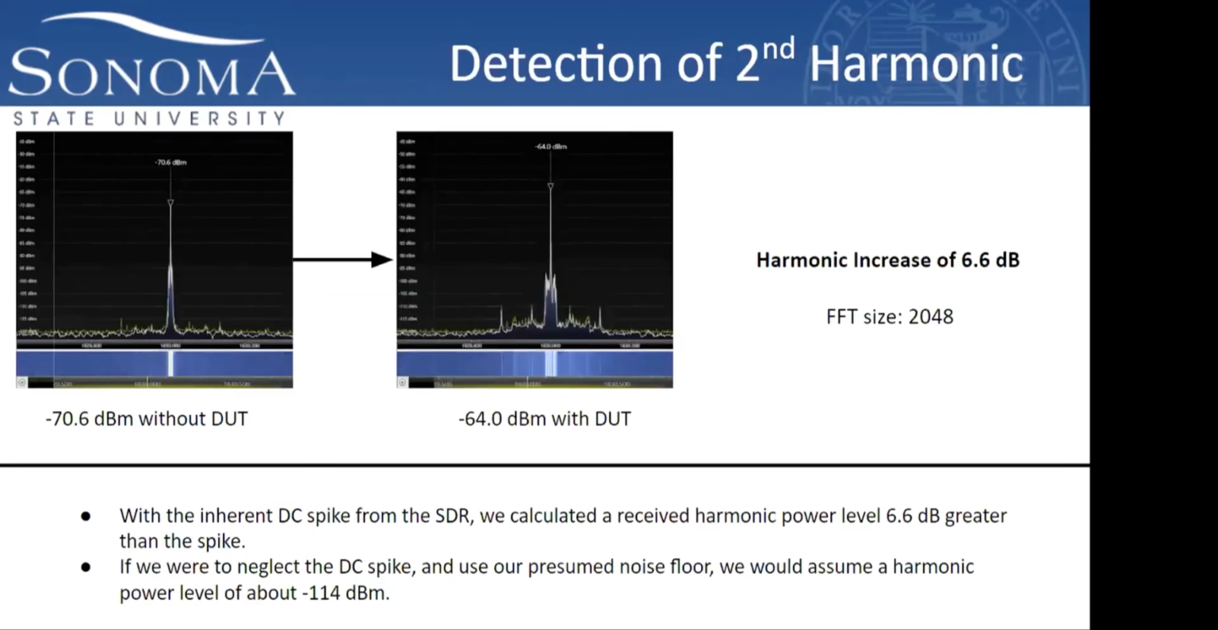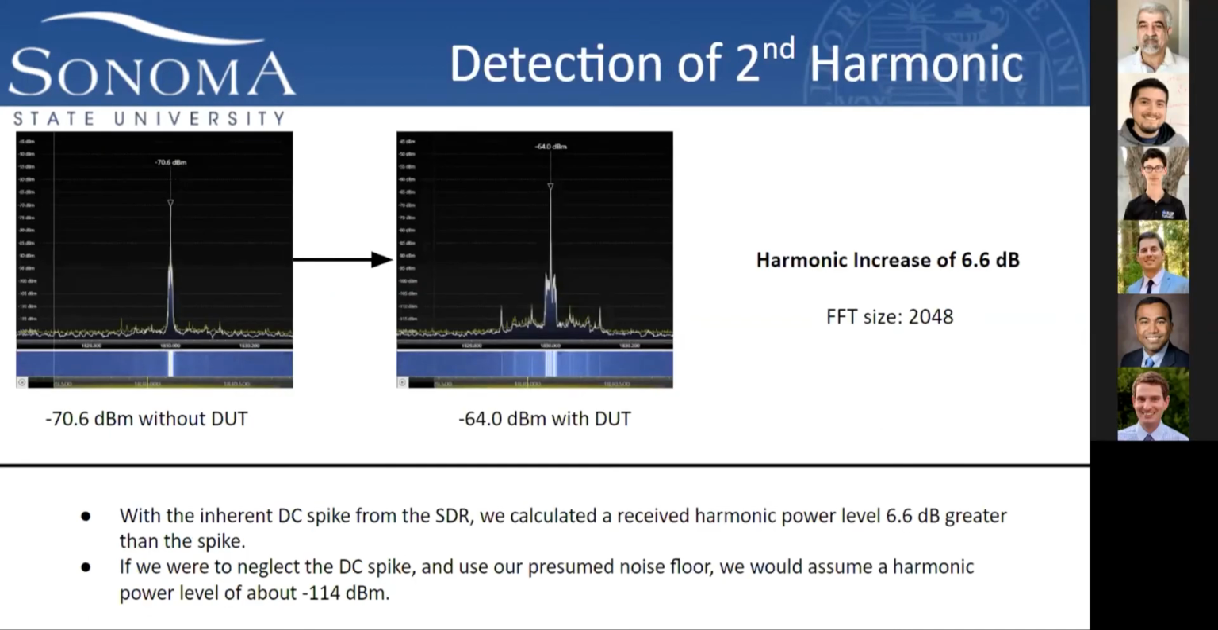With the SDR, we were looking at the second harmonic, and the first point is without the presence of a device under test. Without the DUT, it was about negative 70.6 dBm. Then when introducing a DUT, it was about negative 64 dBm. With the inherent DC spike that we got from the SDR, we calculated that the received harmonic power level was about 6.6 dB greater than the spike. And if we were to neglect this DC spike and our presumed noise floor, we assume that the harmonic power level is about negative 114 dBm.